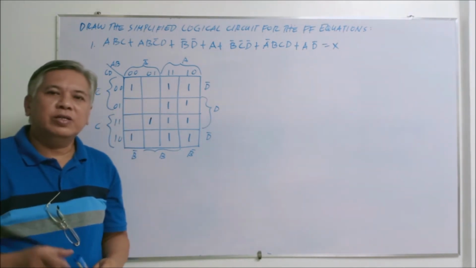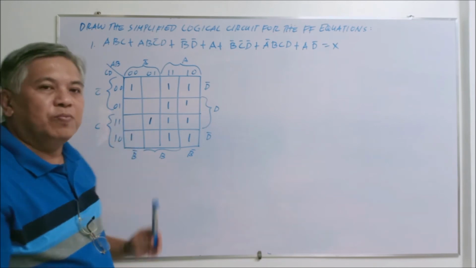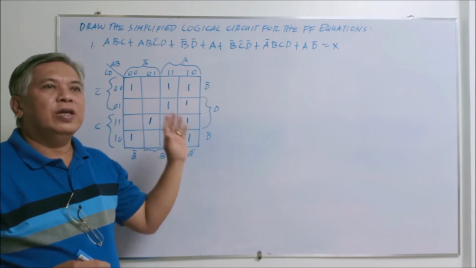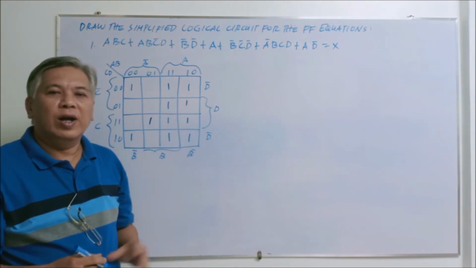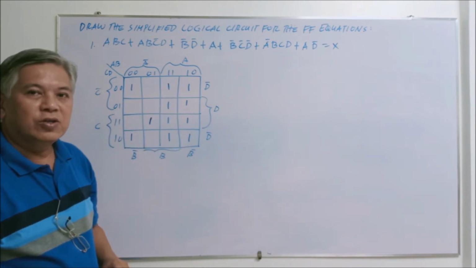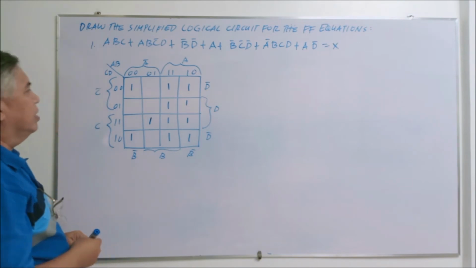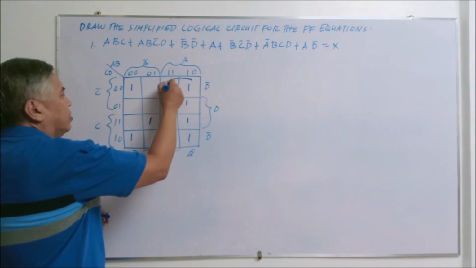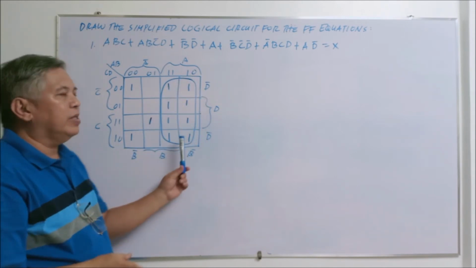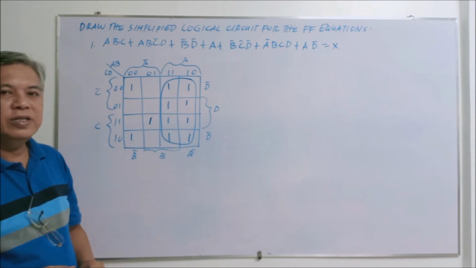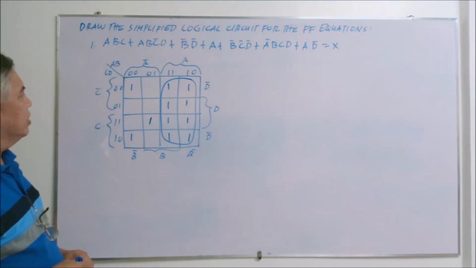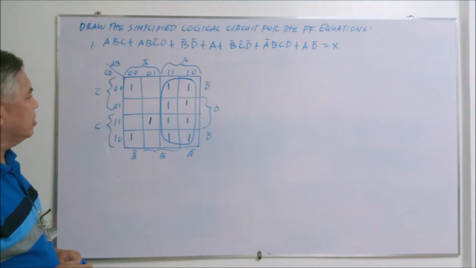So the next step is for you to group the cells which are adjacent together. Again, what is the grouping? 16, 8, 4, 2, 1. Okay? So there are no 16 adjacent cells here. So we go to 8 adjacent cells. So we have here 8 adjacent cells. This one. There. We have 8 adjacent cells. And then next is 4. There's no more 8, so we go to 4. 4 adjacent cells. Which ones are adjacent?